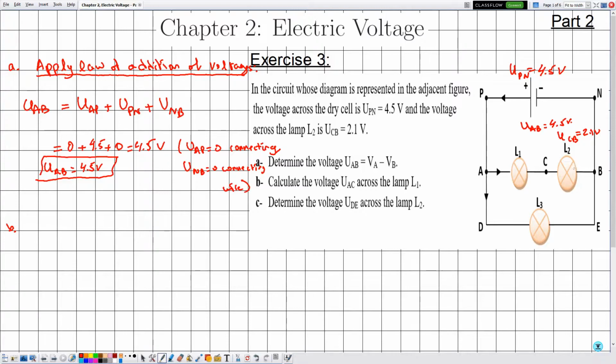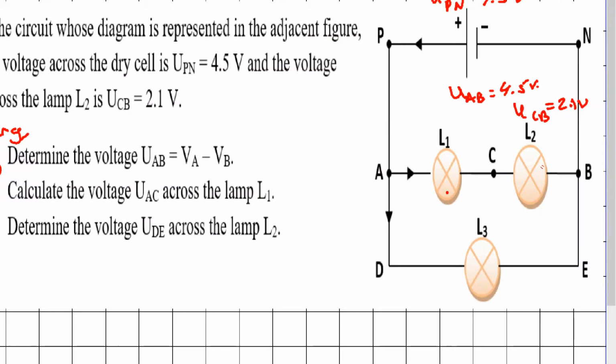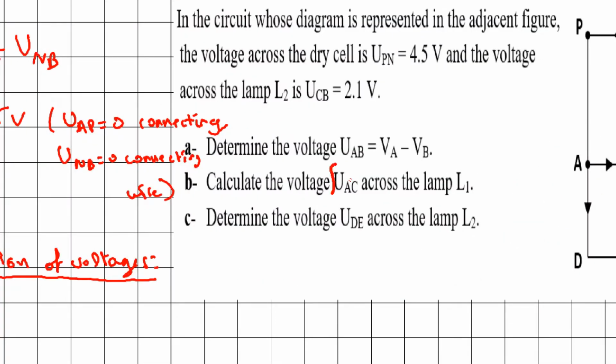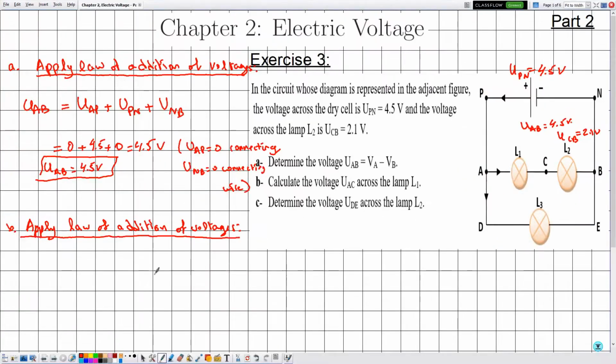Now in part B, they are asking me to calculate the voltage UAC across the lamp L1, and this can be done also by using the law of addition of voltages. So let's say apply law of addition of voltages. Always on the left we write the voltage that we are interested in calculating, which is the voltage UAC, across the lamp L1. And on the other side of this equation we'll go from the points A to C such that we know the voltages across different electric components.